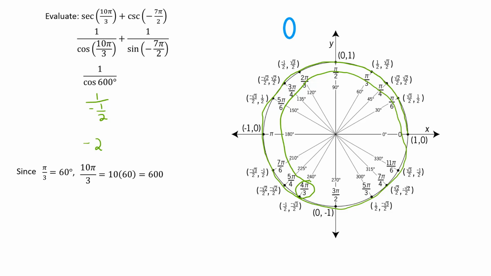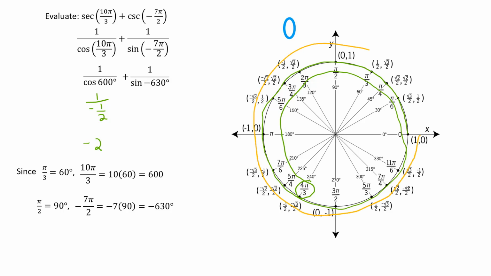Now we look at the other term there, 1 over sine negative 7 pi over 2. And pi over 2 is 90, so 7 pi over 2 is going to be negative 7 times 90, which is negative 630. So that is sine of negative 630. And to get that, this time we're going to go clockwise all around the circle once, plus another 270. And so that puts us there where sine is 1, because that's the y-coordinate. And so that is going to be just 1 over 1. And so we have negative 2 plus 1 is negative 1.